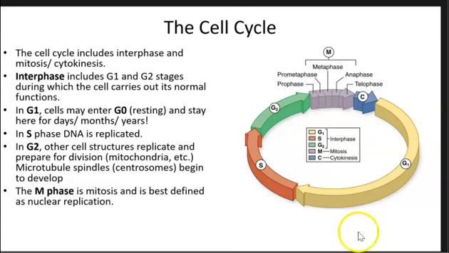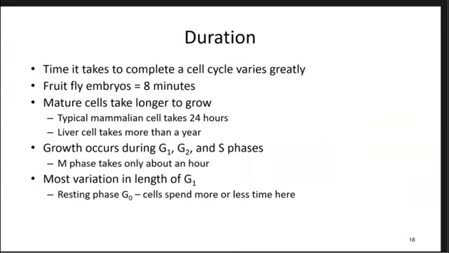So then the question becomes, how long does this take? It really depends on the cell itself. Fruit fly embryos will go through the cell cycle, that entire circle, in about 8 minutes.